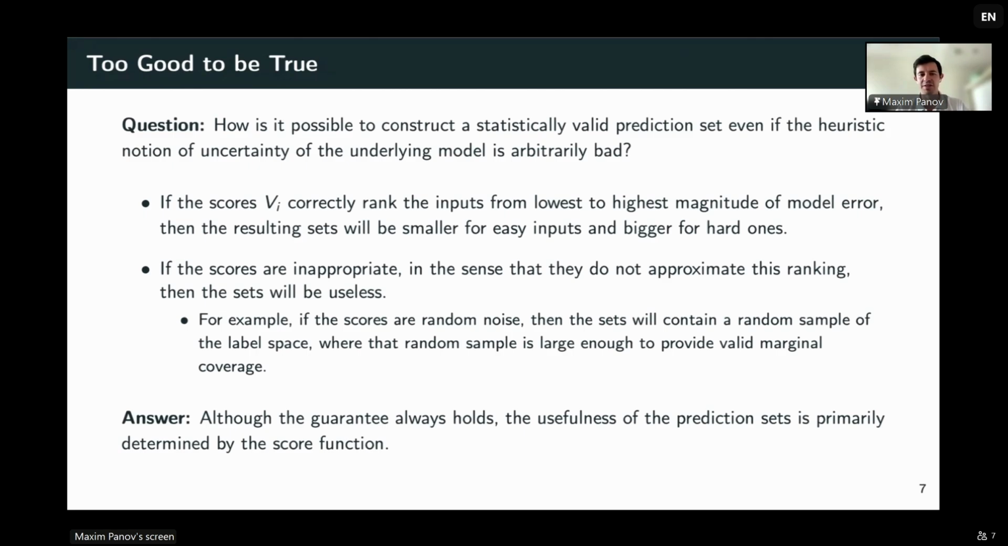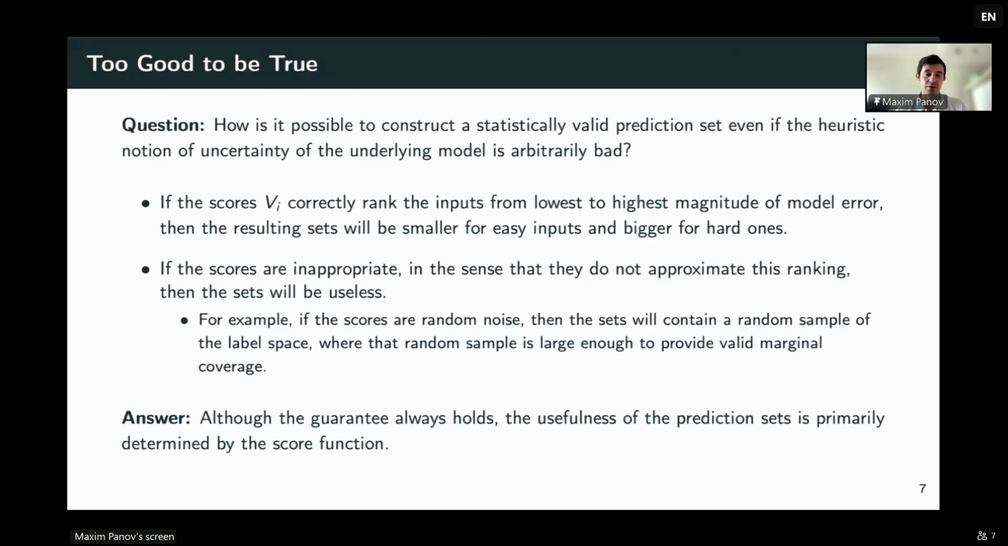If the score function correctly ranks the inputs from the lowest to highest magnitude of an actual error, then your result will be valid and good. However, if the score function is inappropriate and doesn't lead to any meaningful ranking, then these sets will be useless. For example, if your scores are pure random noise, then the resulting sets will contain just a random sample of the label space, which ensures the marginal coverage.